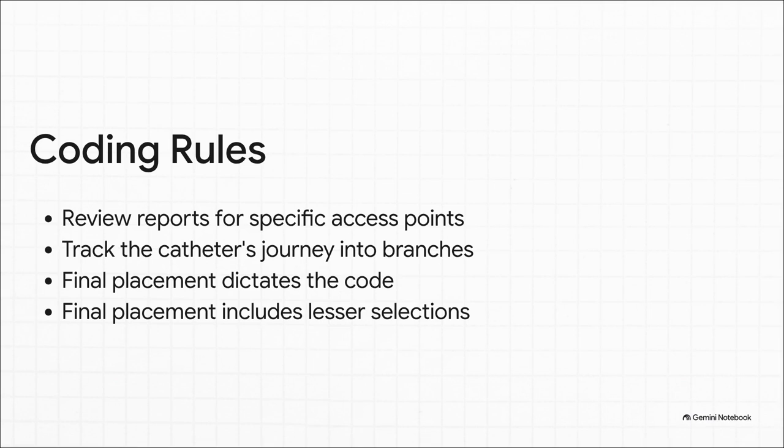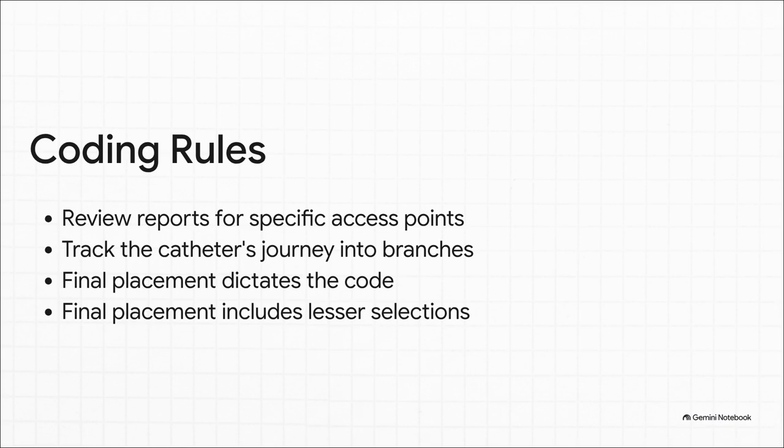First, you have to find the specific anatomical access point. Did they go in through the right femoral artery? Okay, great. Next, track the catheter's journey as it advances. Maybe it goes from the abdominal aorta into the common iliac artery and finally drops down into the superficial femoral artery. Here is your golden rule, folks.